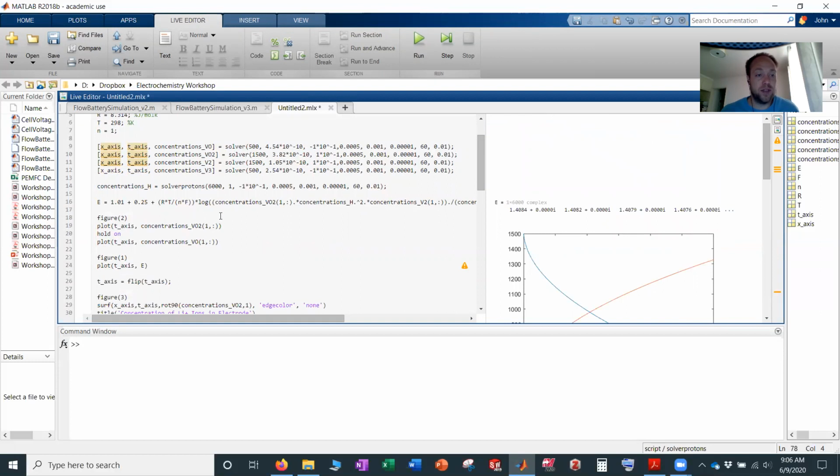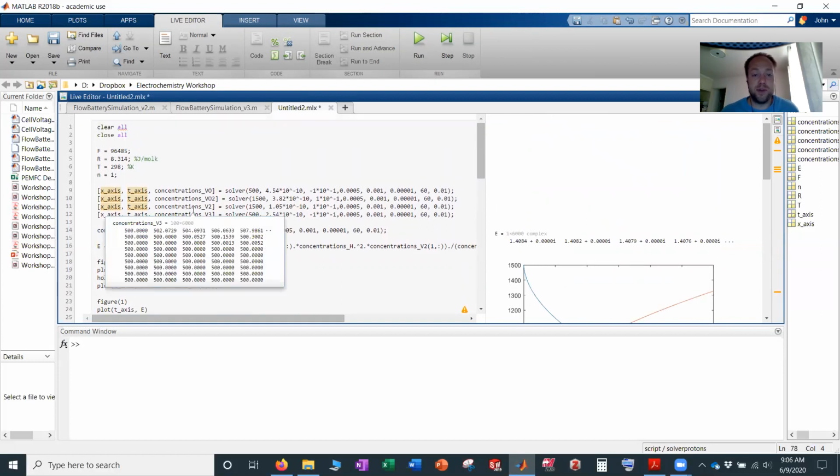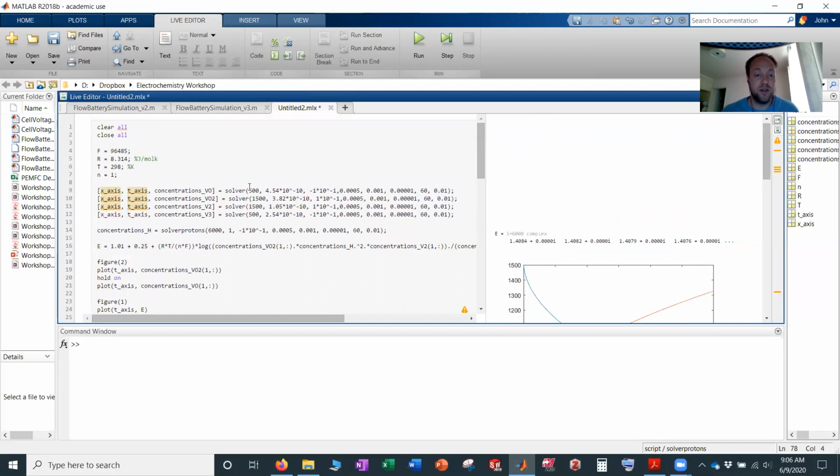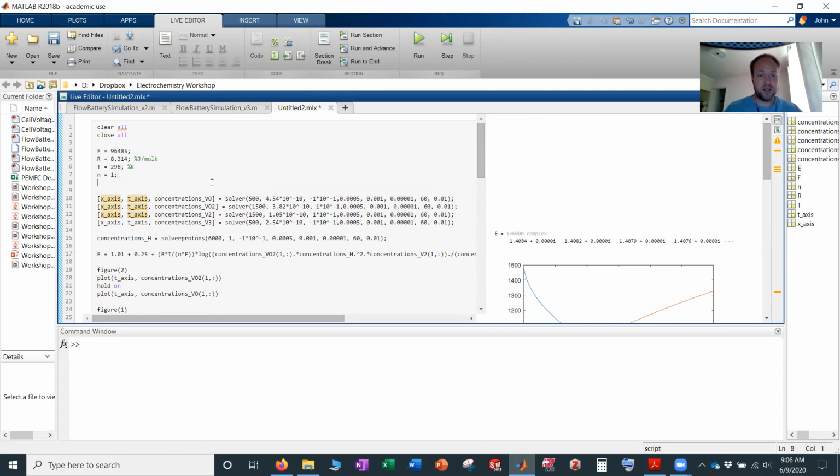The next couple of things are maybe just to clean up the code a little bit. So what you'll see is that a lot of these have the same inputs in them. So if you want to change something like the time, you'd have to go in and change it 5 times. So what I would typically do is put some of these inputs up here, so we don't have to put them in multiple times.